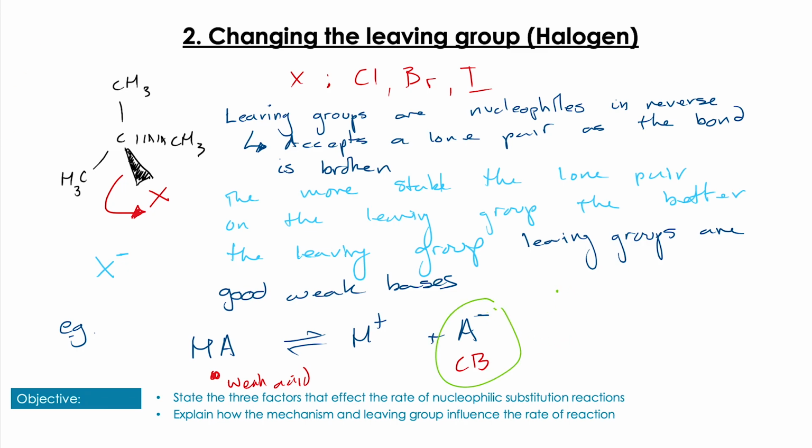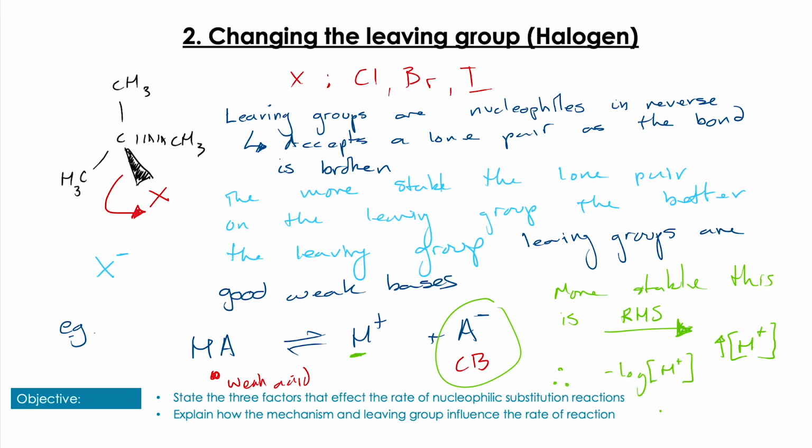We can even frame that in terms of the pKa. The more stable it is to the right-hand side, the higher the concentration of H+ we have, and the higher concentration of H+ we have, that means that we're going to have a lower value of the negative log of pH, so the pKa will be lower for good leaving groups.